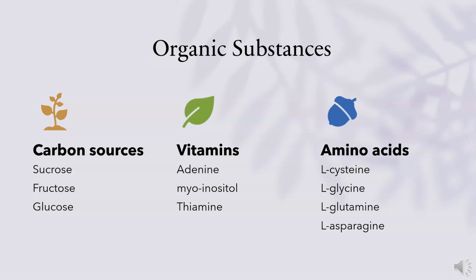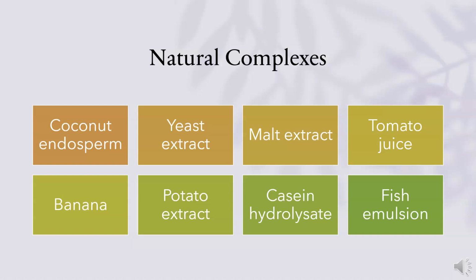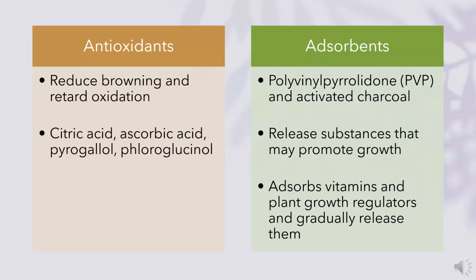A natural complex can be used when a defined medium fails to support a particular growth response, and many such additions serve various purposes. Natural complexes added to the medium generally make it undefined, as variations in growth-promoting or inhibitory compounds in these complexes are to be expected. Some examples of these natural complexes include coconut endosperm, yeast extract, malt extract, tomato juice, banana, potato extract, casein hydrolysate, and fish emulsion. Antioxidants are sometimes used if there is excessive browning of the explant, as they retard oxidation.